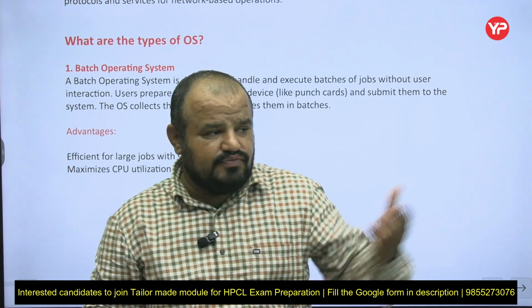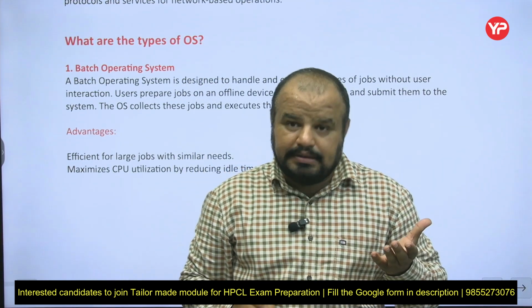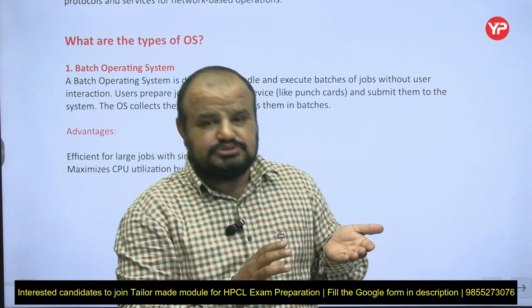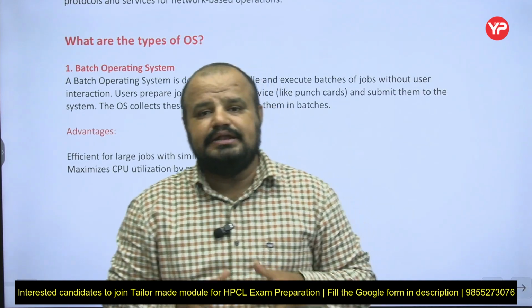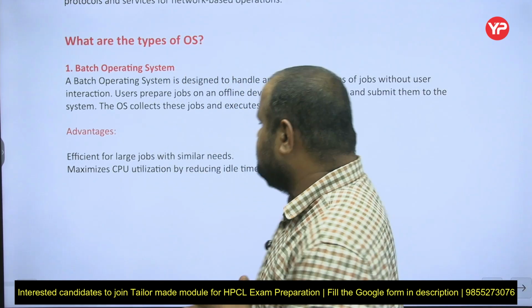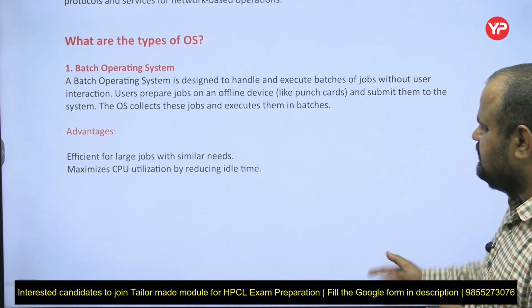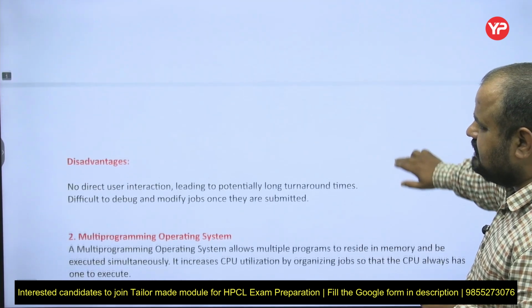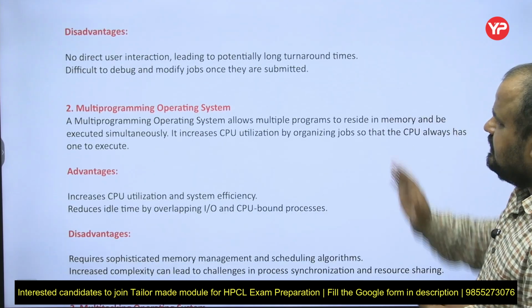Fine. But suppose that only one process came to me and my batch size is 10. I have to wait for the next 9 processes to come and fulfill the complete batch. That is the batch operating system. Now you can see the advantage: efficient for large jobs of similar types or similar needs. Fine. Also you can look at the disadvantages.